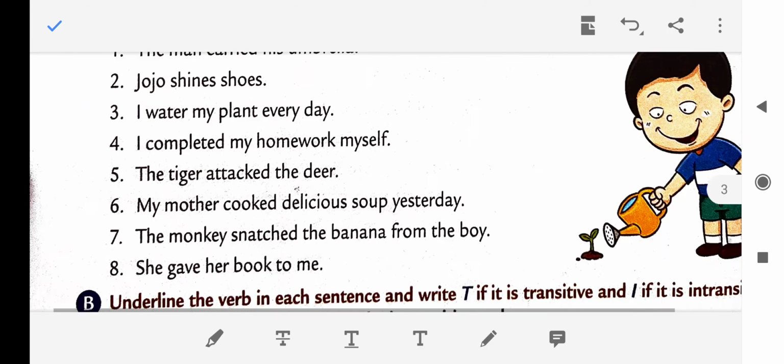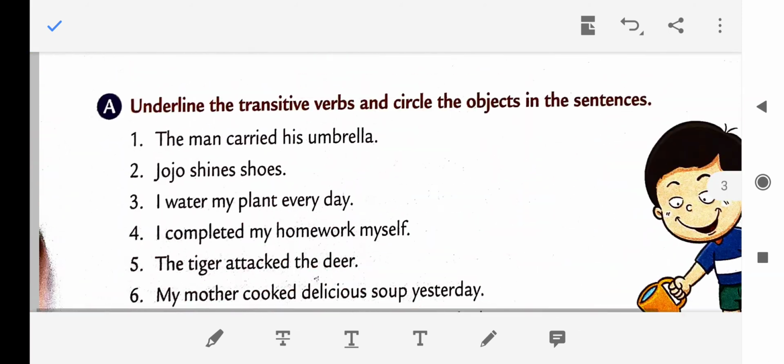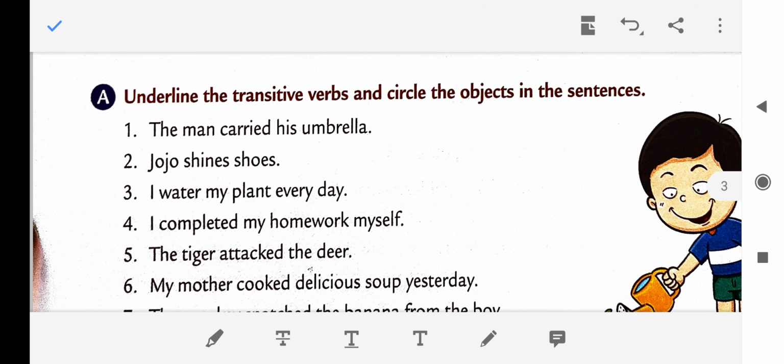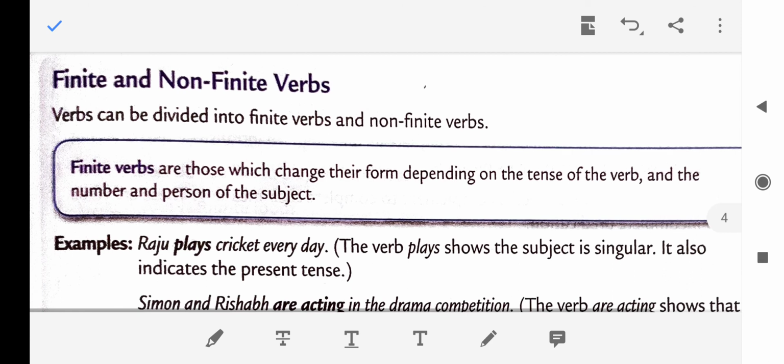Now let us move to the next portion. I will do all of these exercises. I have done some of the exercises in the live class, and the exercises that are not done, I will do in the live class. Okay, so let us move to the finite and non-finite verbs.